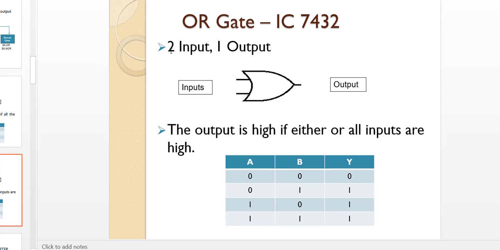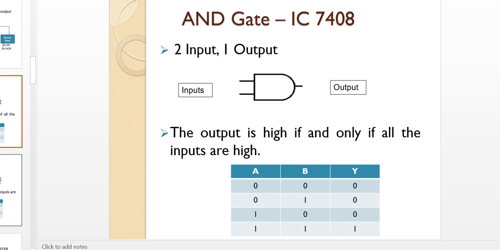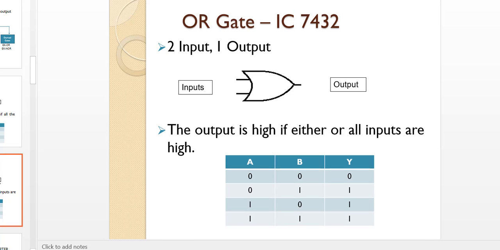For our simplicity, again we are taking 2 input, 1 output. This is the symbol for OR gate. Please see that this is the symbol difference for the OR gate and the AND gate. Please remember this. Yes, you have to practice the symbol. Symbols are asked for 1 mark. You can draw the basic symbol, that is for 2 input and 1 output.